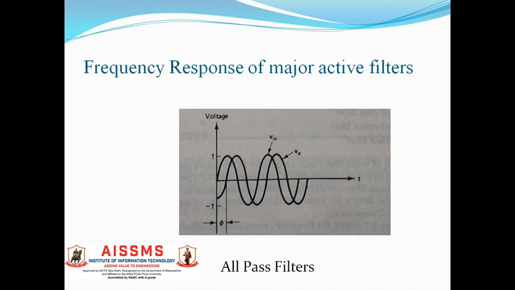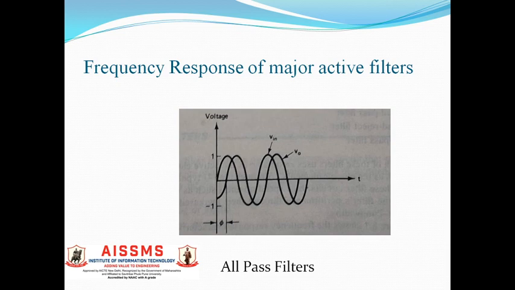The highest frequency up to which the input and the output amplitudes remain equal depends upon the unity gain bandwidth of the op-amp. At this frequency, the phase shift between the input and the output is the maximum. So here we draw a plot of voltage versus time for input and output, and all pass filter means it passes all the frequencies equally well. That is, the input and the output voltages are equal in amplitude for all frequencies, right?